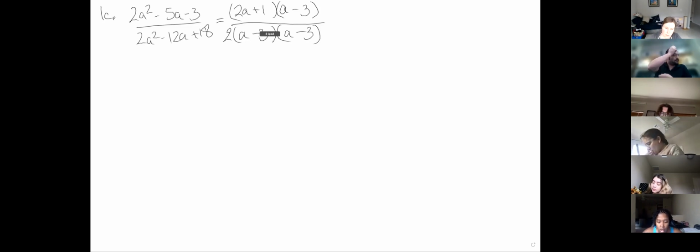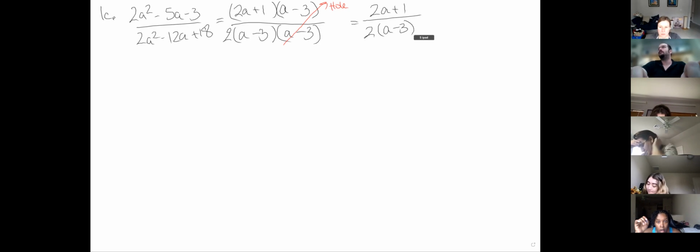Yeah, that makes sense. Okay. Then I crossed out A minus 3 at the top, because whatever I got at the top, I crossed it out at the bottom. And I noticed that's all I could do. So what I had left was at the top 2A plus 1. And then at the bottom, I had 2 on the outside, parentheses A minus 3. Okay, cool. Is that what everyone else got? Yes, it's correct.